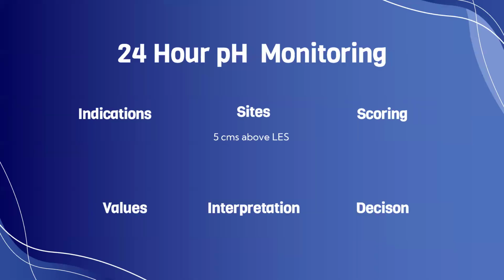So what we do is a pH probe will be placed about 5 centimeters above the lower esophageal sphincter, which will be manometrically determined, and recording will be done for 24 hours. The patient can continue his normal daily activities. This probe will record esophageal pH of less than 4 episodes, both in upright and supine position.